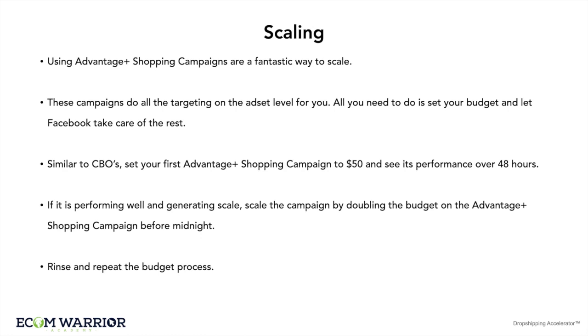And from there, just rinse and repeat the budget process if the campaign is performing well. So if you launch it at $100 and that day it still performs very well, then before midnight the next day, set it to $200, etc. So just keep on repeating the process for the budget when it comes to the Advantage Plus shopping campaign. This campaign is super simple to maintain. All you have to do is, if it's performing well before midnight, just hop in and double the budget. If it's not performing well, then turn off the campaign.